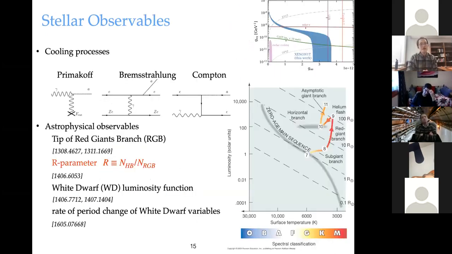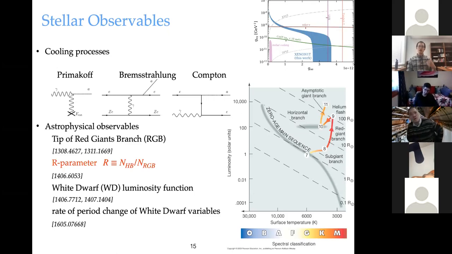Okay, this is a little bit of a busy slide. Let me just give you some flavor of how stellar cooling gives you the constraints. The cooling process is basically the same as the production process in the sun, with Primakoff, Bremsstrahlung, and Compton.